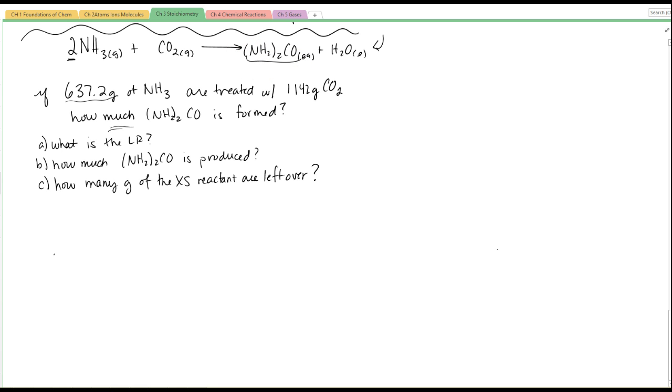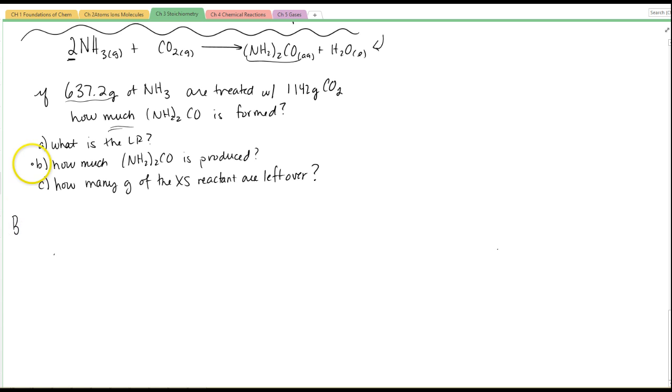Three things you have to do here. The first thing you have to do is figure out what the limiting reactant is, and then you can figure out how much of the product we've produced. Finally, the third part of the question is how many grams of the excess reactant are left over. So in class I was giving you two ways to go about this. I'm going to start with the BCA table method, and then I'm going to show just the straight up mathematical method. Alright, so a BCA table.